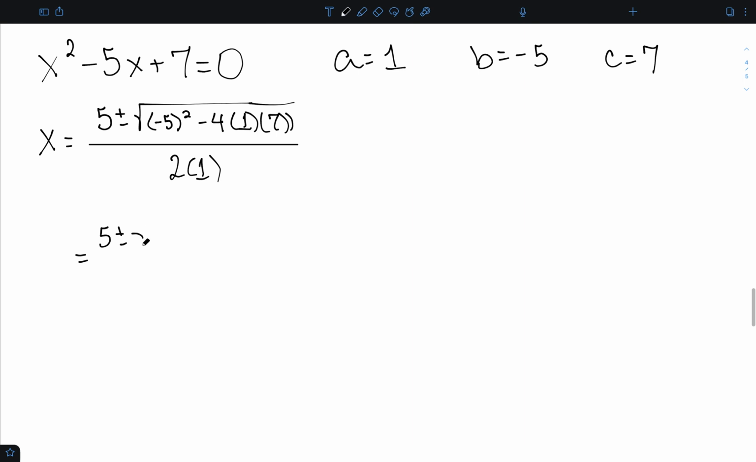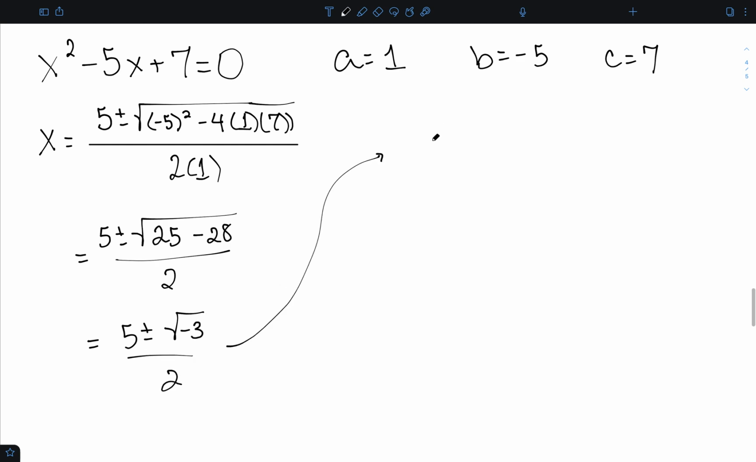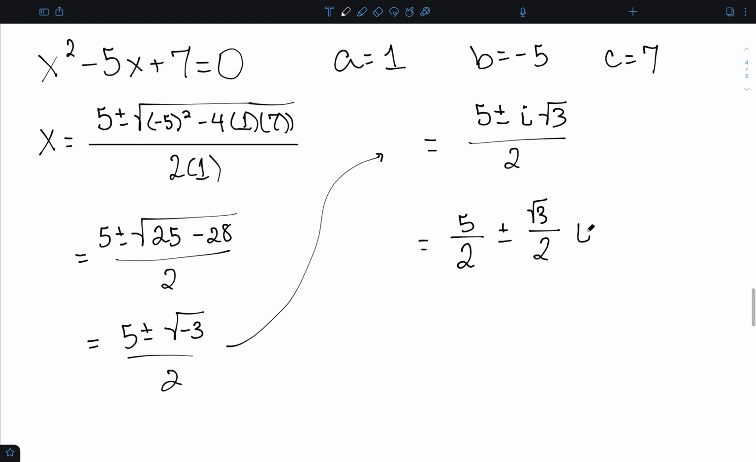So this is 5 plus or minus the square root of 25 minus 28 over 2, or 5 plus or minus the square root of negative 3 over 2. Since this is a negative, I can rewrite this as 5 plus or minus i square root of 3 over 2, and I have my solution. If you want, you can rewrite it as 5 over 2 plus or minus square root of 3 over 2 times i.